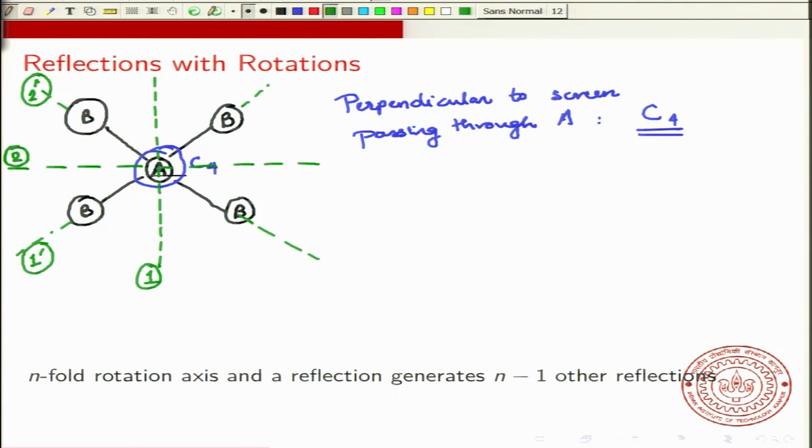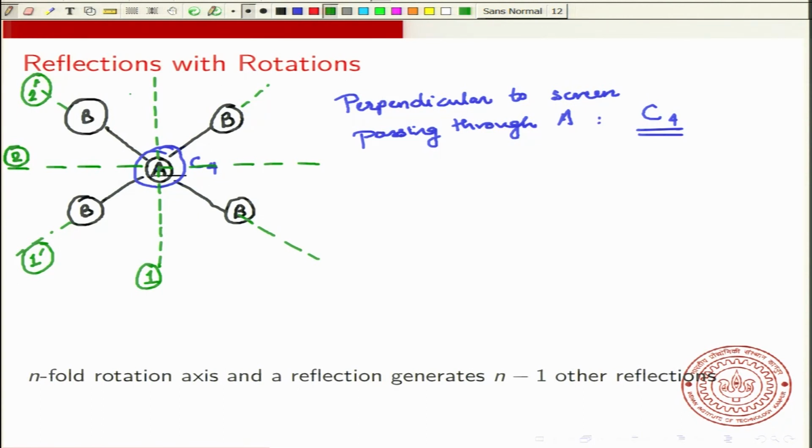And so, this is a general rule that when you have an n-fold rotation axis and a reflection, you will generate other n minus 1 reflections. Okay. So, just the existence of this one plane along with this C4 axis ensures that you generate this other plane. Now, it turns out that you could do the C4 again, but then you get back to the original mirror. You could do the C4 again, you get back to this mirror. So, in general it generates 4 other reflections. In this case 2 of them are the same as the other 2.